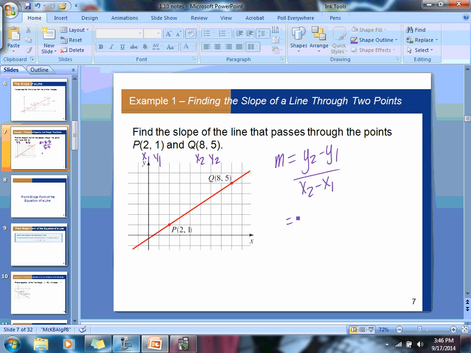So if I call Q my x2, y2, then I'm going to take my value for y2 and subtract it from the value for y1 in P. So 5 minus 1. And then my x's, I'll have 8 minus 2. And then I've got to simplify those. 4 over 6 and reduce that. My slope is 2/3. Remember, we always want to reduce our fractions, even when it's slope.